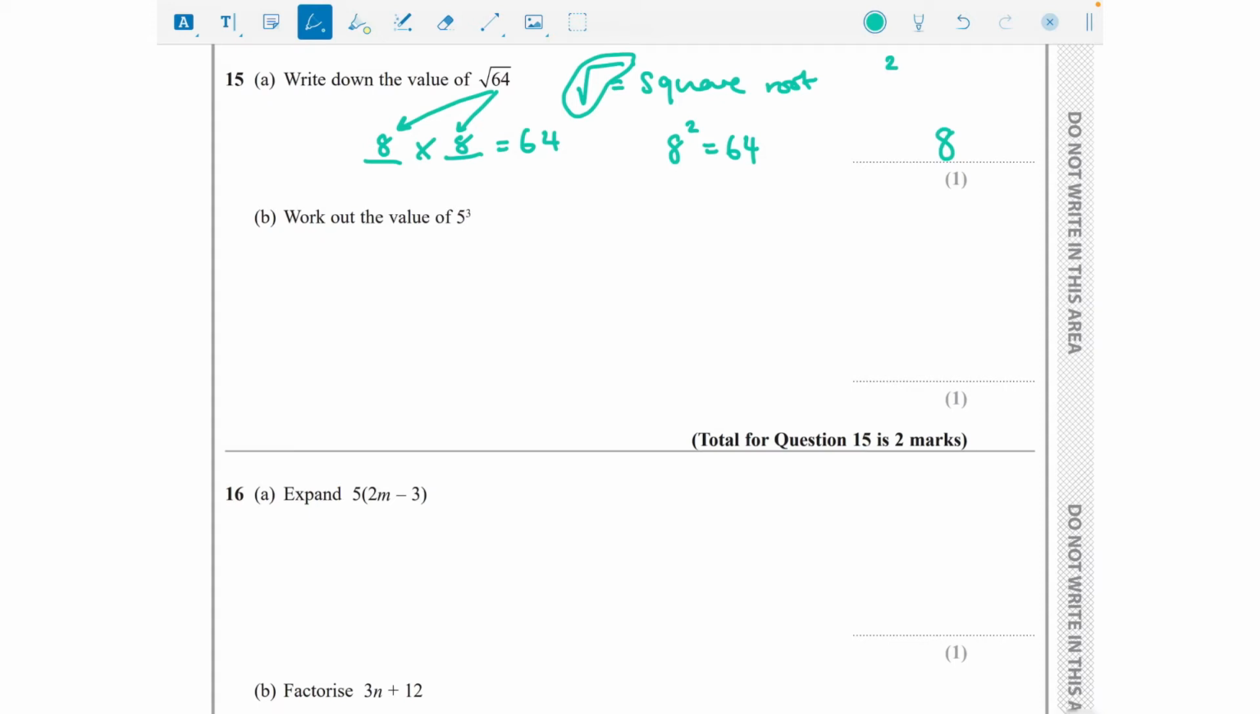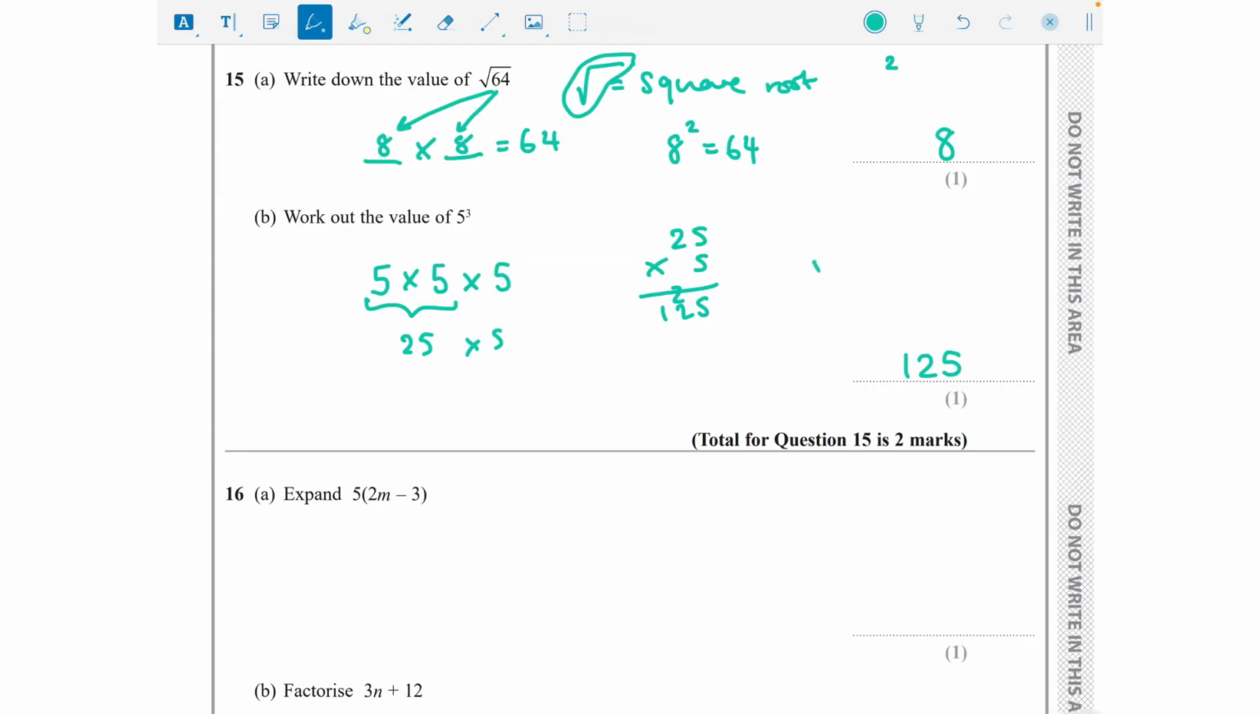And then it says work out the value of 5 cubed. Now I think this has come up on every single non-calculator paper where we've had to either square something or cube something. So we're showing that we understand what that little power number means. And it means you times it by itself that number of times. So if it was a little 2, we'd just do 5 times 5. But because it's a little 3, that means we need to do 5 times 5 times 5. Now 5 times 5 is 25, and then we need to times that by 5. So 25 times 5: 5 times 5 is 25, and 5 times 2 is 10, add the 2 is 12. So 125 would be my answer there.